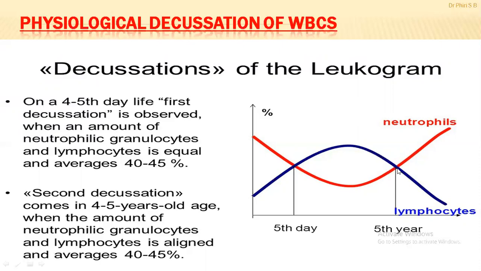So there's another decussation. It will start increasing until after puberty, when you have the normal concentration of white blood cells. So after 5 years, you find that as they are growing up, they'll have more neutrophils than lymphocytes. So I hope you understand. There are 2 decussations. One taking place at the 4th or 5th day of life, another one at 4 or 5 years of age. These are called physiological decussations of white blood cells.